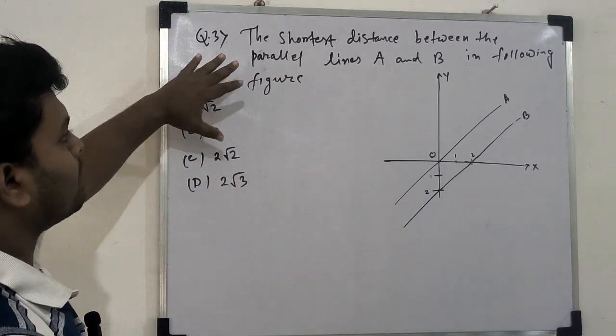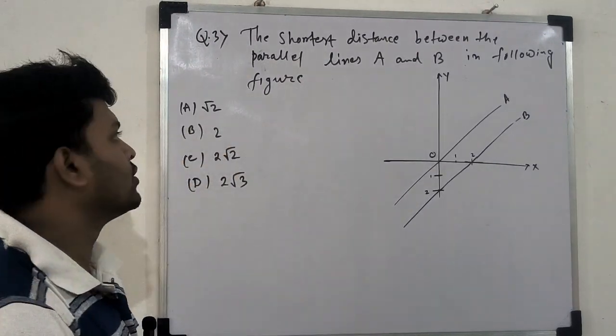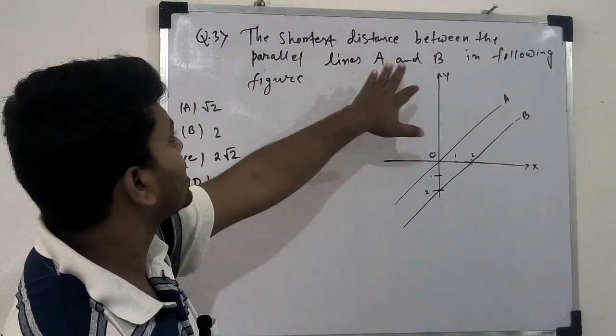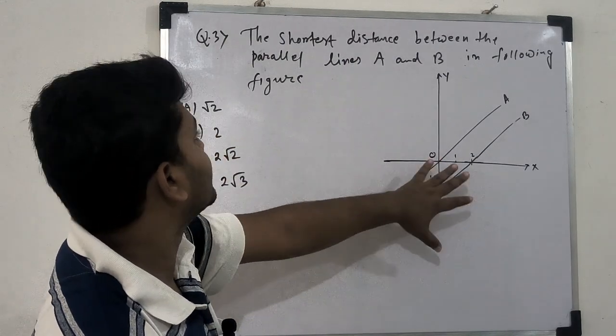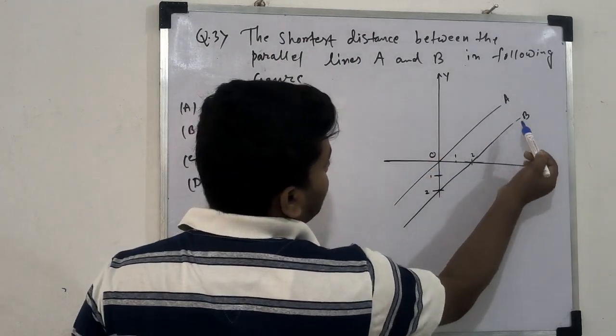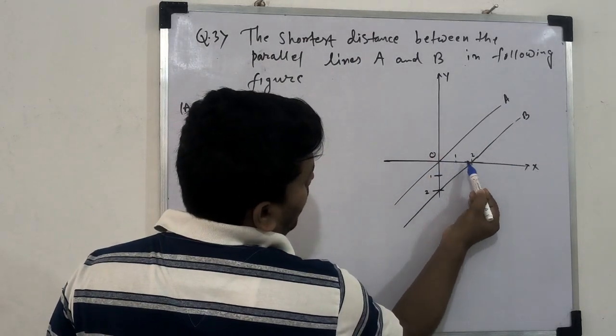So this is another question from General Aptitude of NET November 2020. We have to find the shortest distance between the parallel lines A and B in the following figure. So here are lines A and B. This is the origin. This is 1, 2, 1, 2.